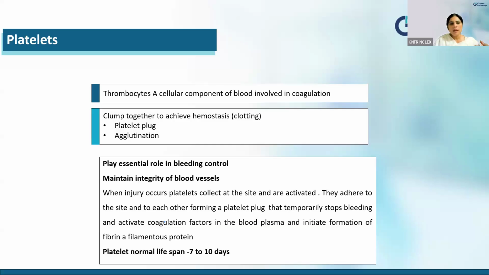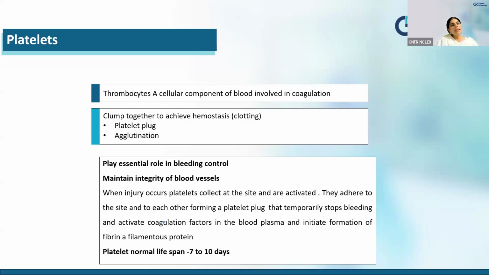So stopping blood, they clump together to achieve this, and a platelet plug will be formed, and this agglutination will be there. Okay. What is agglutination? This is like a serological response to a specific antigen antibody, right?